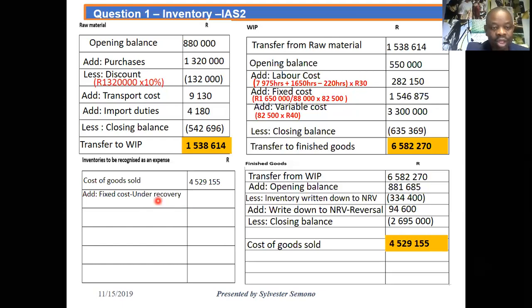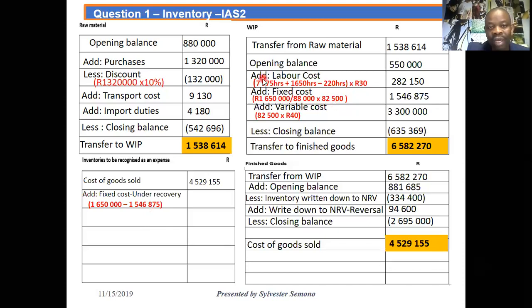Remember, the under and the over recovery, we normally deal with this under management accounting, where we compare our actual fixed costs together with the budgeted cost. Okay, so at the end of the day, if you can check, we had 1650. This 1650 was the actual fixed overhead, and then now we must deduct what? 1546875. This is the overhead.